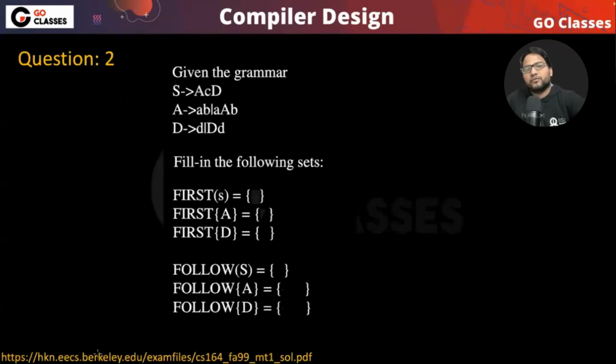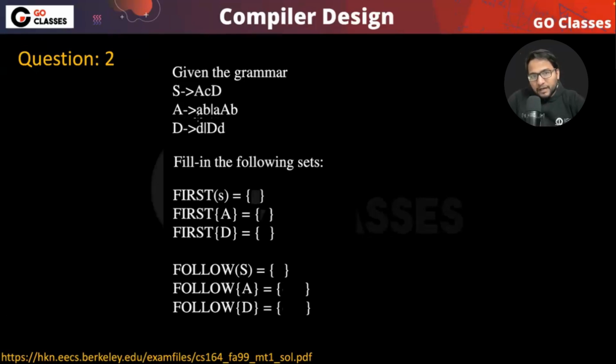Let's see if you can solve this. Again, this question has been taken from Berkeley University. Can you solve this question? Given this grammar, they are saying to fill in the following sets. First of S will be what? This grammar is given to you. What will the first of S be? Whatever is the first of A. First of all, tell me what are the nullable symbols? Nothing is nullable, because there is no epsilon here. So that's why it will be very easy.